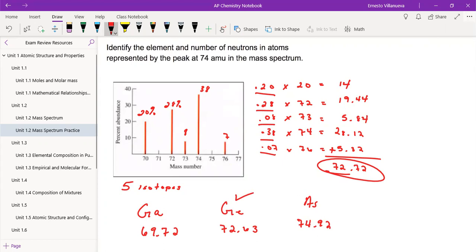Okay, that's all a mass spec is, guys. That's all the mystery of a mass spec. All you have to do is take a look at the bars, know the isotopes, ballpark the percent abundance as close as you can, and then just calculate the average atomic mass. That's how you identify an element.